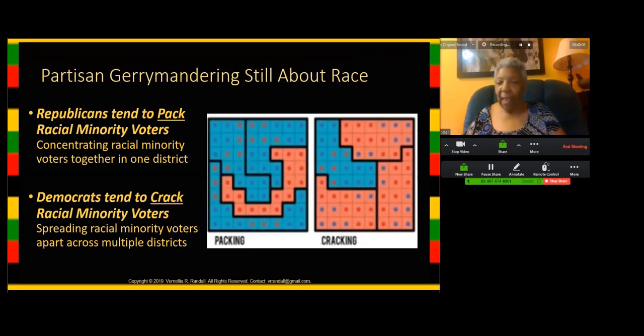Republicans tend to pack racial minority voters in order to concentrate them in one district, while Democrats tend to crack racial minority votes to spread them out over multiple districts. They know that Black voters are a consistent voting block, and that if they spread them over several districts, they'll be more likely to take those districts back because they get a voting block in those districts.